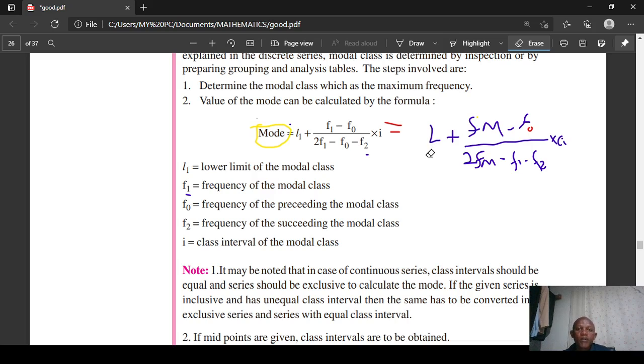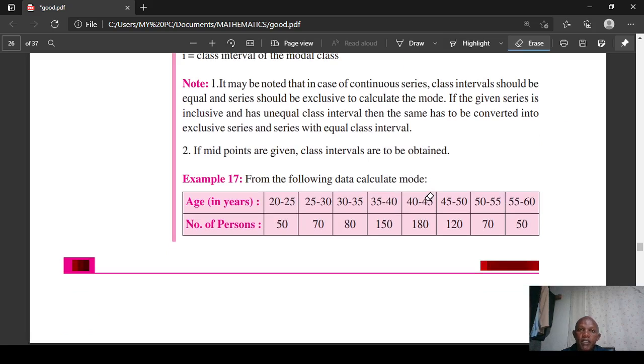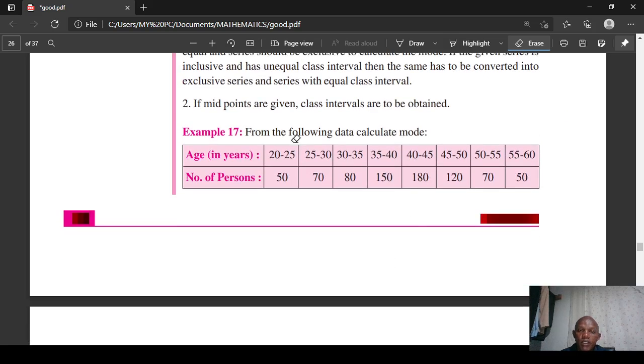Now whenever you have that data, you have to identify the class that has the highest frequency. Then from there you can know the preceding frequency of the modal class and the following frequency. And I think that can be explained using this example. I want us just to look at this example.